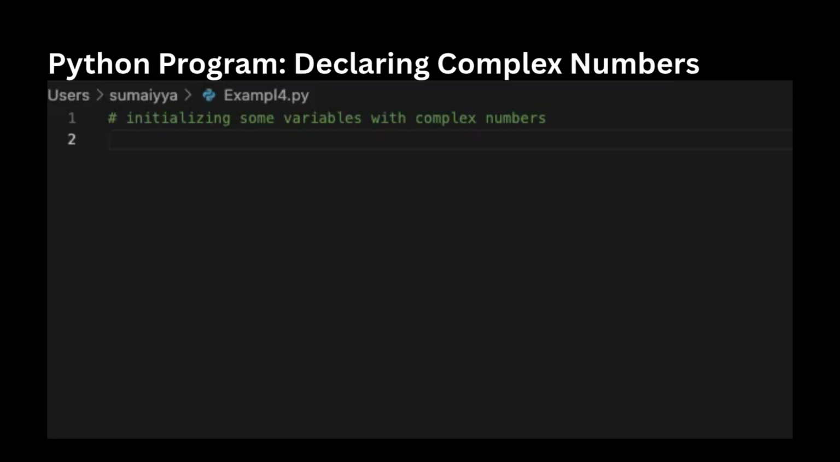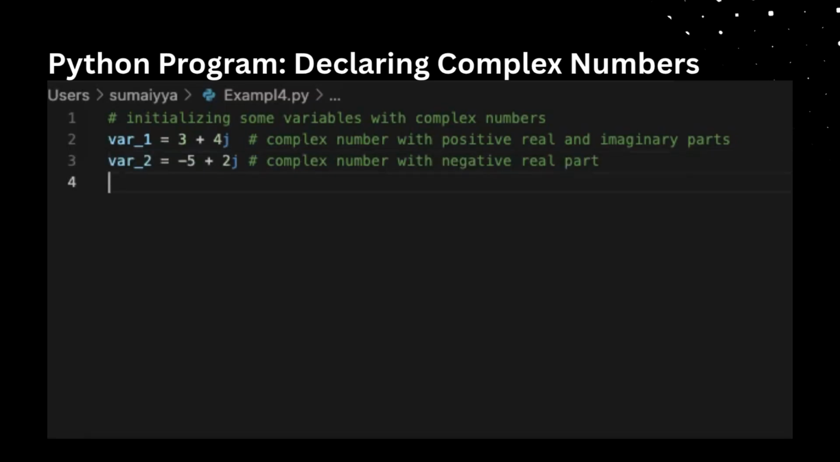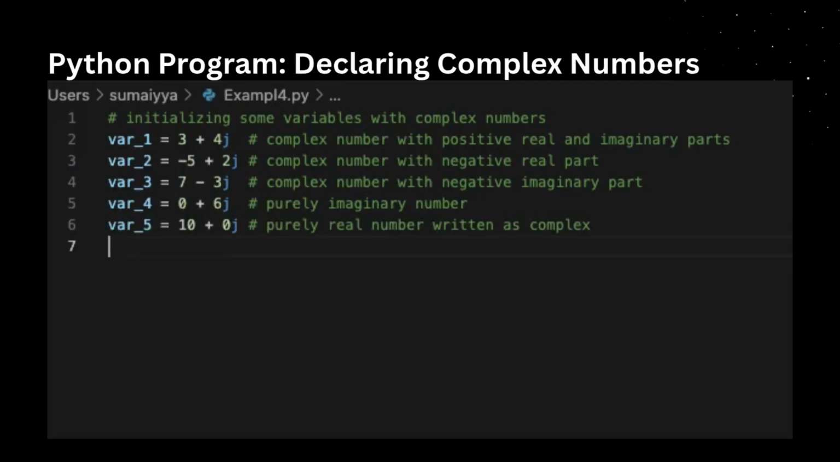Let us consider an example illustrating how to declare a complex number in Python. If I write 3 plus 4j, the real part is 3 and the imaginary part is 4j. Similarly, I can have minus 5 plus 2j where the real part is negative, or 7 minus 3j where the imaginary part is negative. We can also create purely imaginary numbers like 6j or purely real numbers written in complex form like 10 plus 0j.